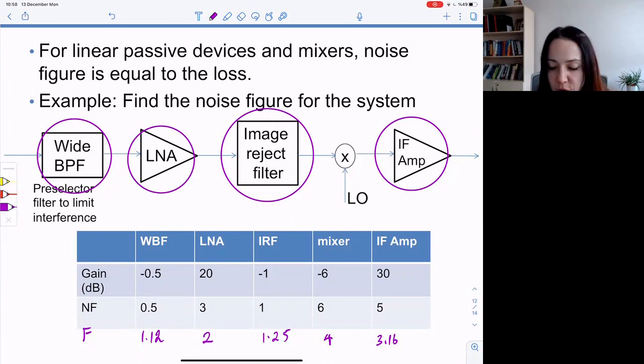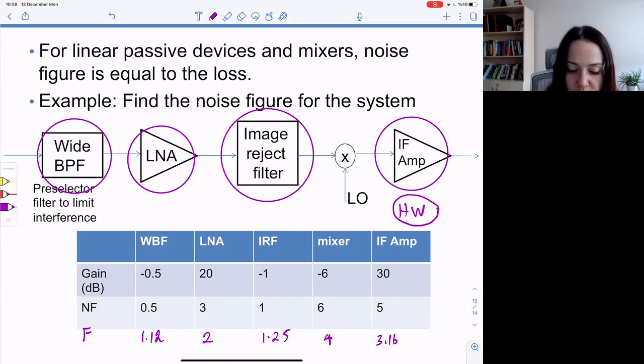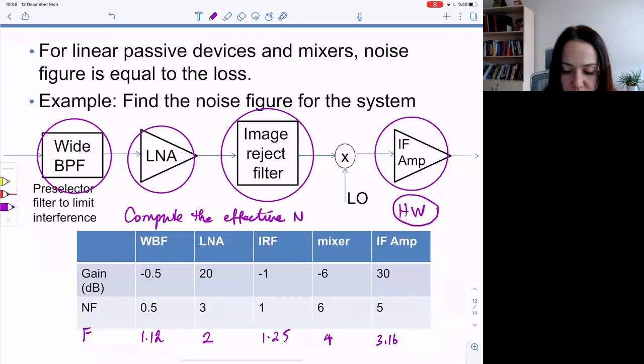Okay, so do this as homework. Compute what is going to happen to the SNR at the output of this system. Compute the effective noise figure of the cascade and see for yourself what's going to happen to the SNR at the output of the system.